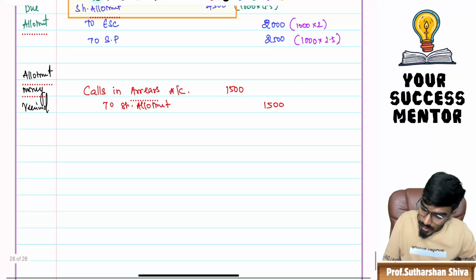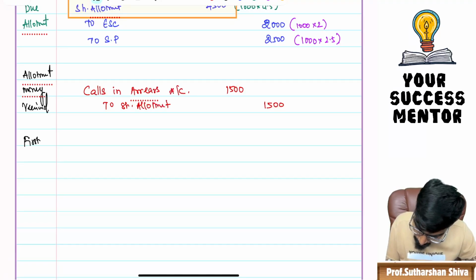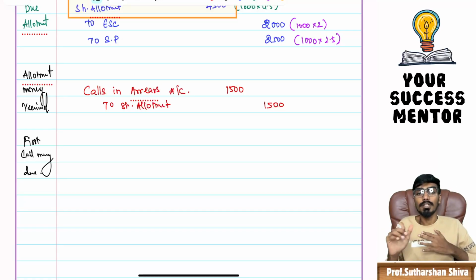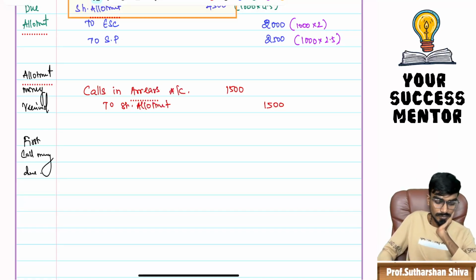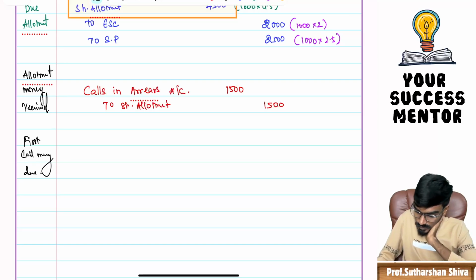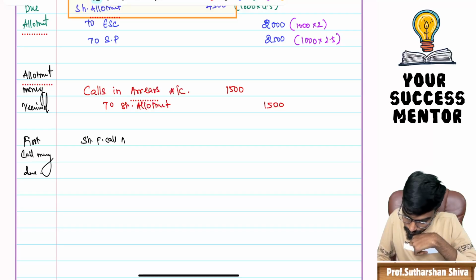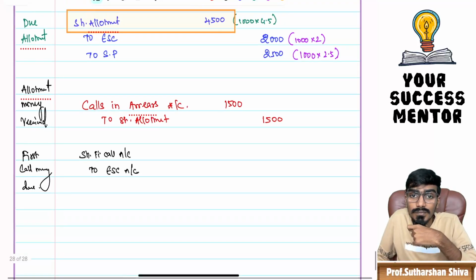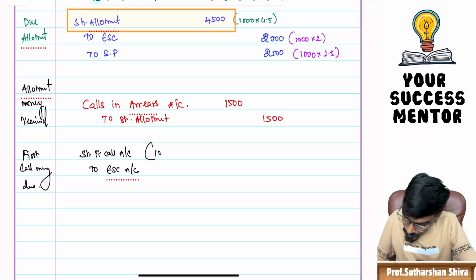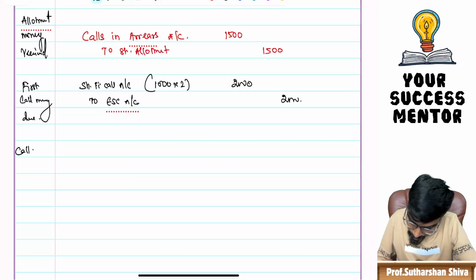Now you think and tell me, what is the first call money due entry? Sir, share first call account debit to equity share capital. 2,000, 1,000 into 2, 2,000. Perfect. Then call money received.